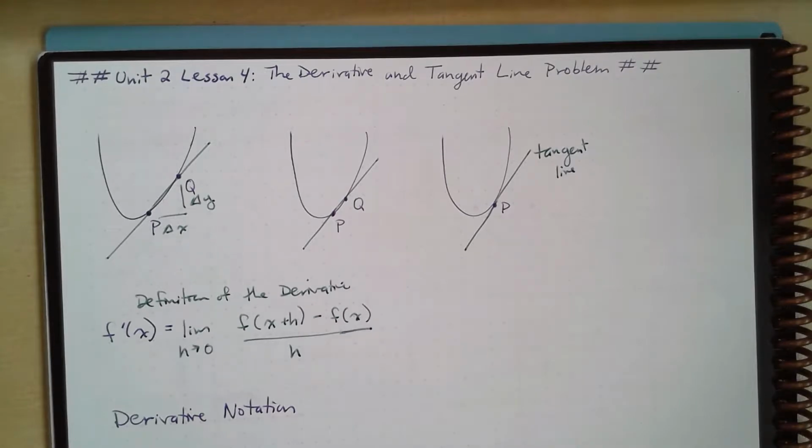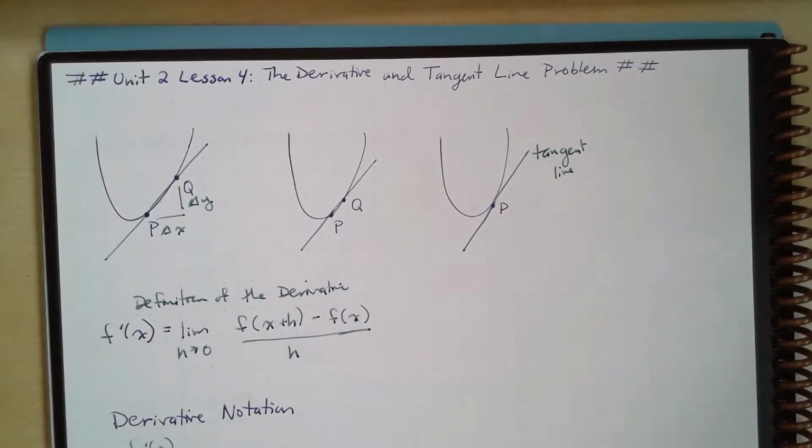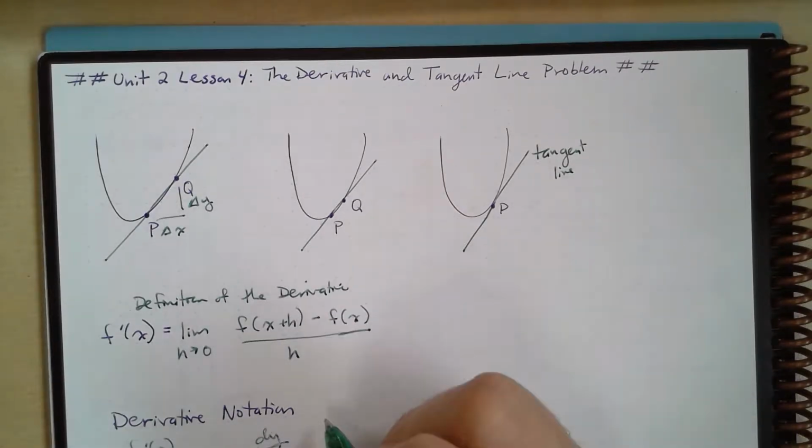So let's talk, before we move on to this, just a little bit about derivative notation. There are multiple ways to write the derivative. You can write f prime of x, right? That's maybe my favorite way, f prime of x. You could write y prime, that's the exact same thing. You could write dy over dx, that d stands for the derivative, so like the derivative of y with respect to x. You could write df over dx.